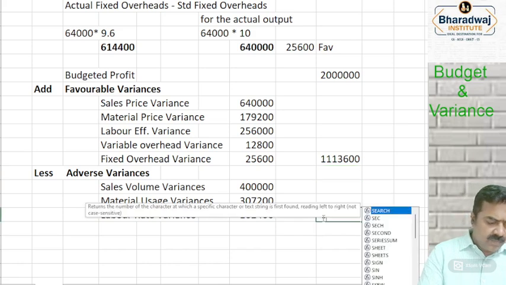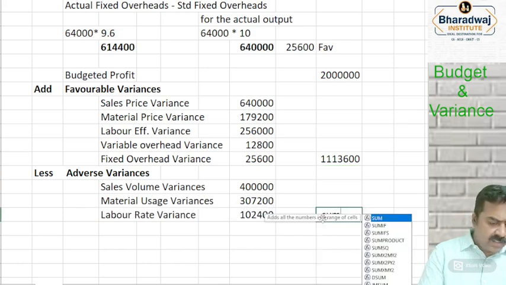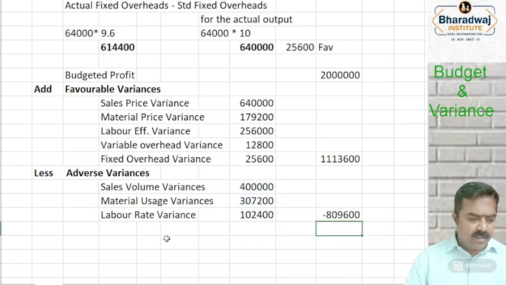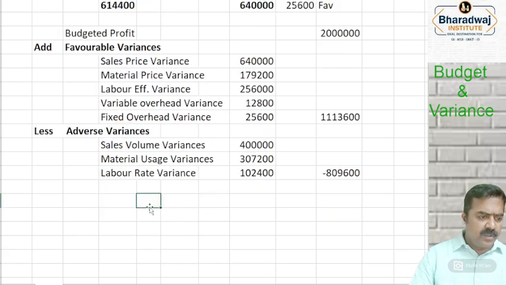minus all adverse variances. Adverse variances reduce our profit. Minus it. You should get actual profit. You should get which one? Actual profit. This is called performance reporting.